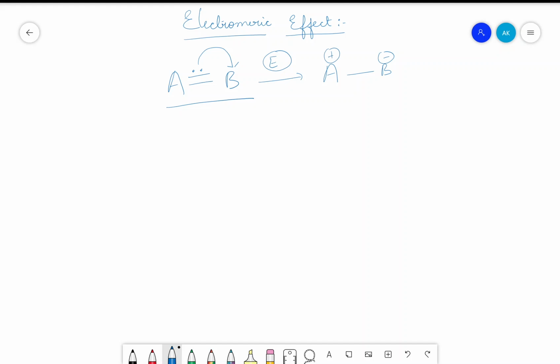So this displacement of pi electrons between two atoms, here we are taking an example of A and B, towards B atom, which leads to formation of a negative charge on B and positive charge on A in the presence of an agent, here we are calling it a reagent, is called the electromeric effect. Electromeric effect is a reversible reaction. It is a temporary reaction or temporary effect.